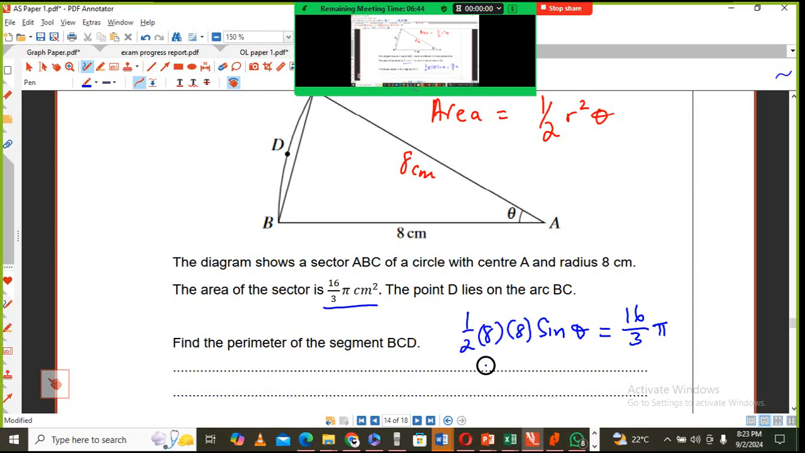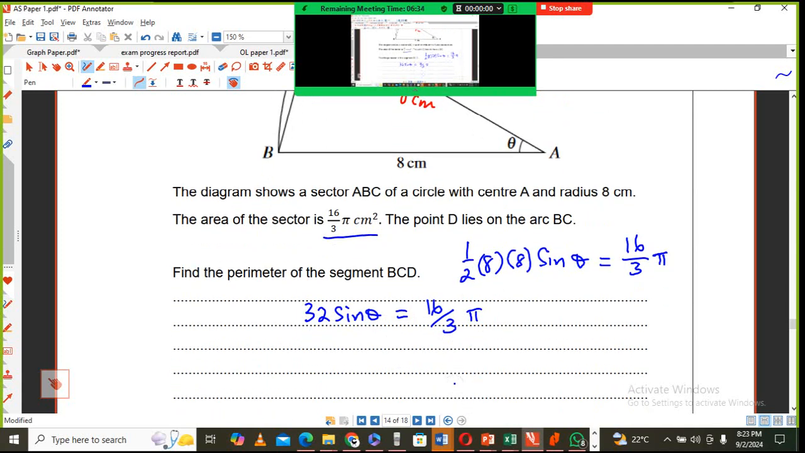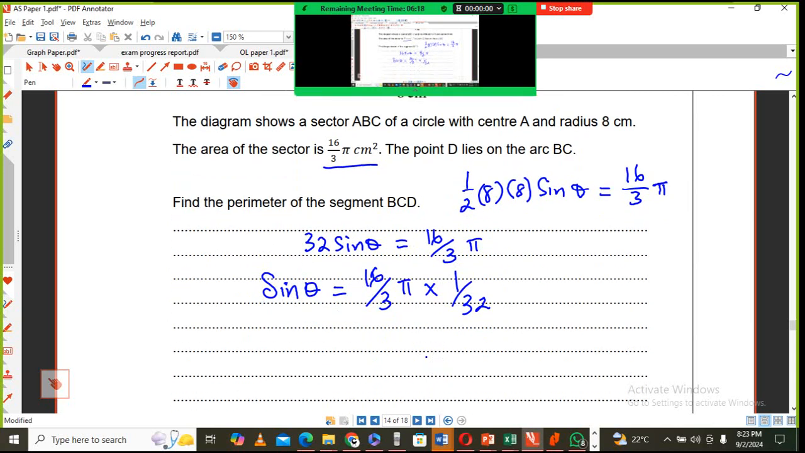If you do this one here, you are going to get 32 sine theta equals 16 over 3 pi. Are we together? So we get rid of that 32. That is going to be sine theta equals 16 over 3. You almost got it. Yes, but you have to do it somehow, step by step.